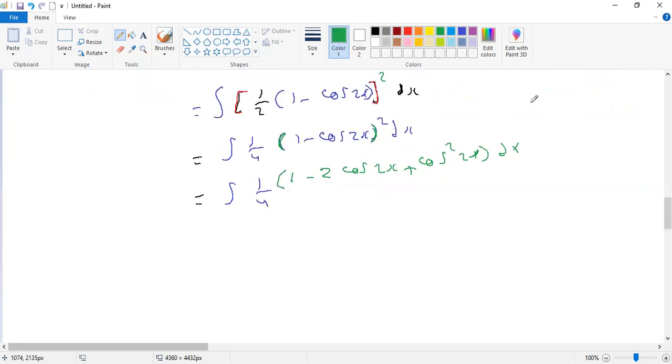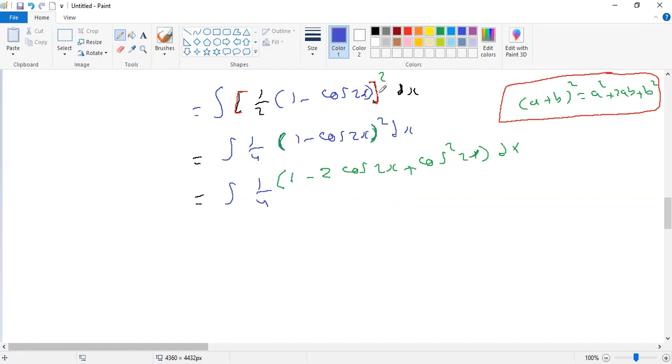So I'm using this identity here: a plus b squared is first one squared plus first times second times 2 plus second one squared. This is known by all of you, a plus b times a plus b. So first one squared is 1, 1 times second times 2 will be minus 2 cosine 2x, plus the second one squared, cosine squared. See, a squared plus 2ab plus b squared.